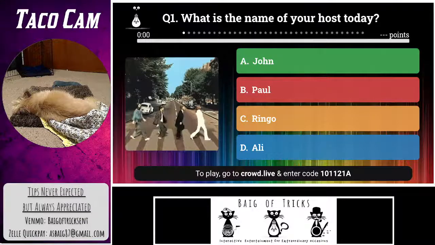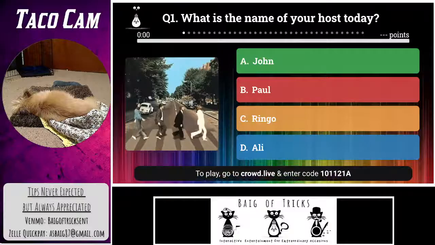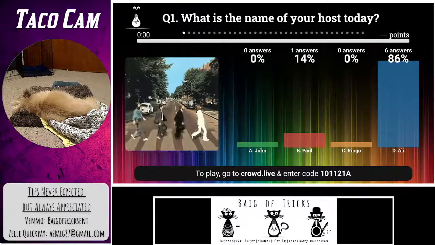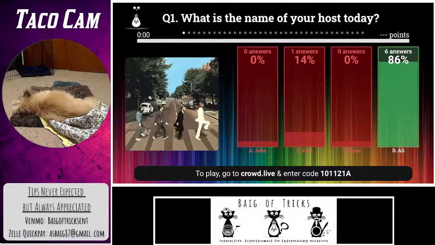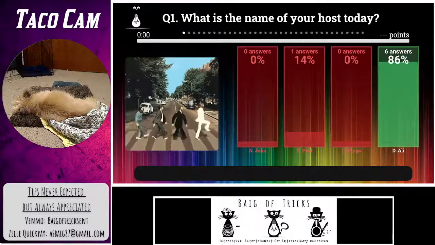All right, so this would have been our practice question. We didn't get to do it, so we're going to move right into question number 2, which is the first real question of the evening. I guess you guys did get to answer. One of you said Paul. 6 of you said Ali. 6 of you were correct. Now, again, this was just a practice question, which is perfect since it was all messed up in the beginning.